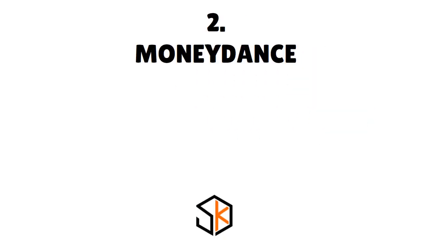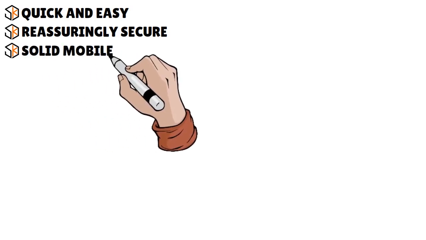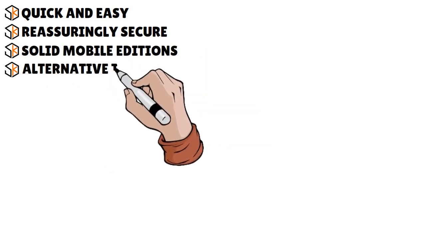Let's talk about Moneydance. When you think about Moneydance, what kind of personal finance software slash budgeting app should you be thinking about? Well, Moneydance is ideally suited to Mac users. iPhone, Apple, Mac, whatever. It has a wonderful interface, but it also takes on the task of money management, whatever your preferred platform, especially mobile. It's very quick and easy, really secure, you have solid mobile editions, and it's a big alternative to Quicken.